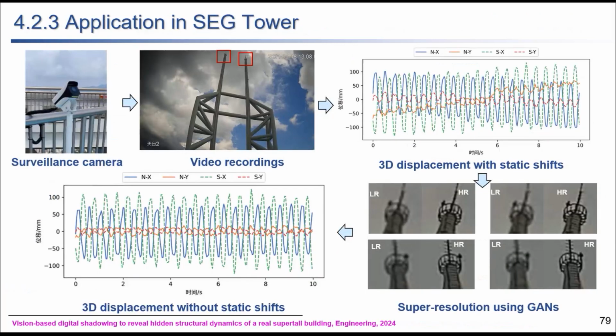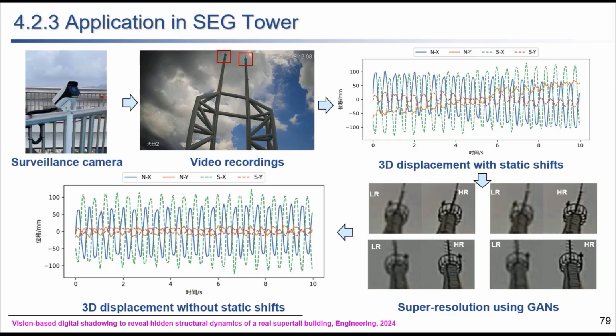Okay, so we combine all these technologies together and use them in a real-world case. This is a real-world tall building in China. It was shaking very strangely in 2021. The height of the building is more than 300 meters. People wanted to know why the building had such shaking, but we don't have health monitoring data. We only have a surveillance camera to know this shaking. So we first use this camera data to generate the three-dimensional movement.